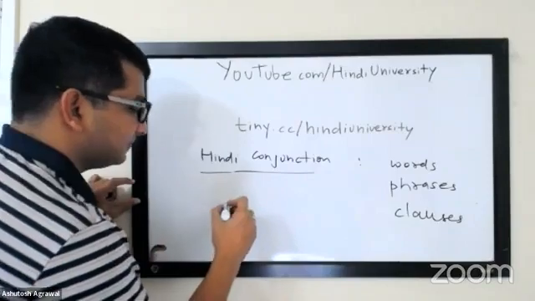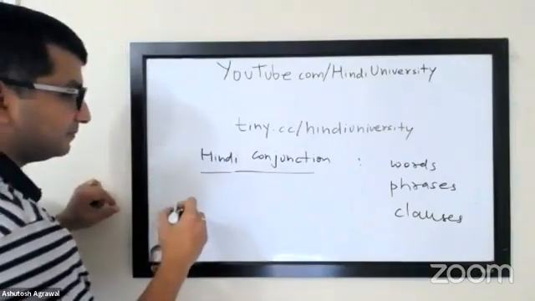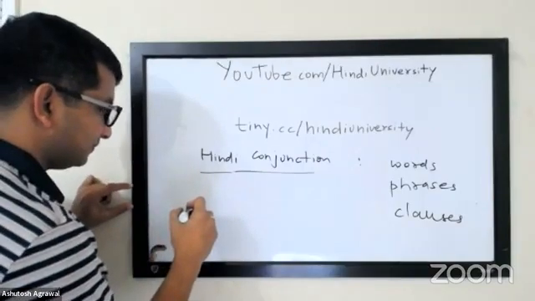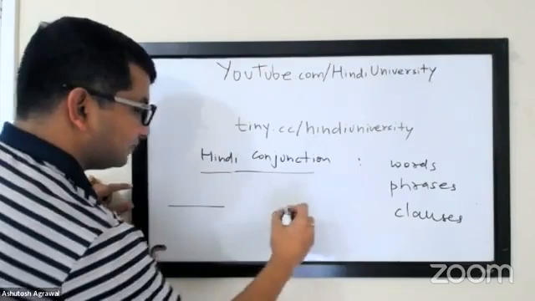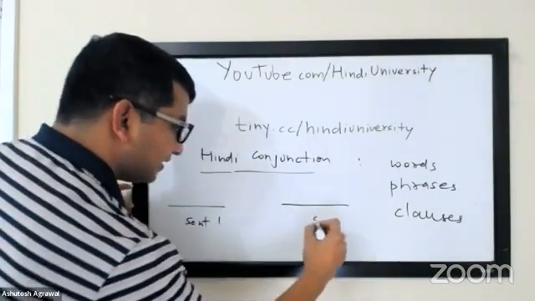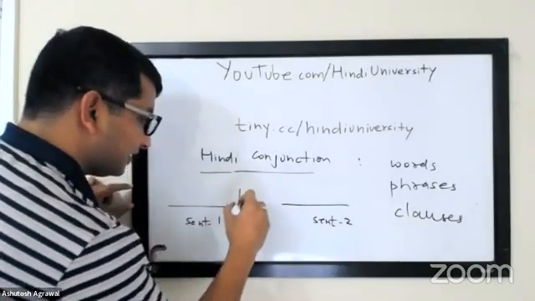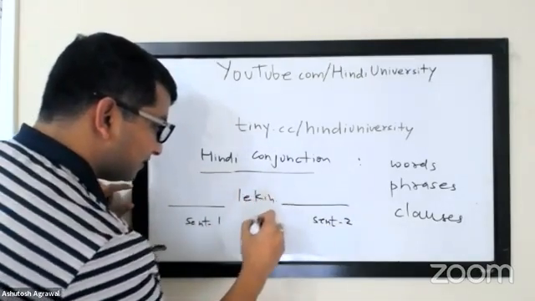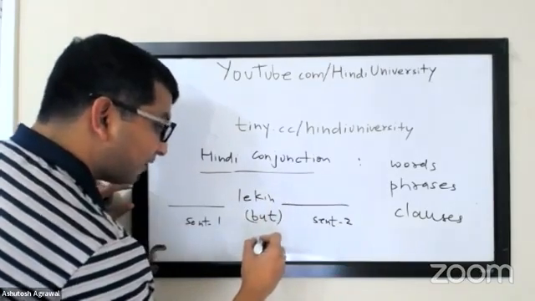Main jaata, lekin main bahut busy tha. I was going to go, but I was very busy. Yeah, very good. One sentence, and then you put a 'but' or 'and' or 'or' — lekin, ya. Yeah, awesome.